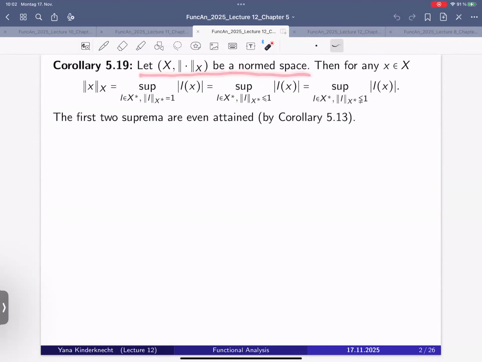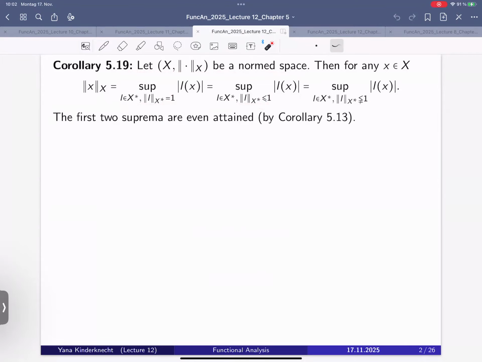Let X be a norm space. Then for any point in X, the norm of this point can be given as the supremum over absolute values of L of X, where the supremum is taken over all continuous linear functionals whose operator norm, or functional norm, is either smaller or equal to 1, or equal to 1, or smaller than 1. So the first two suprema are even attained.